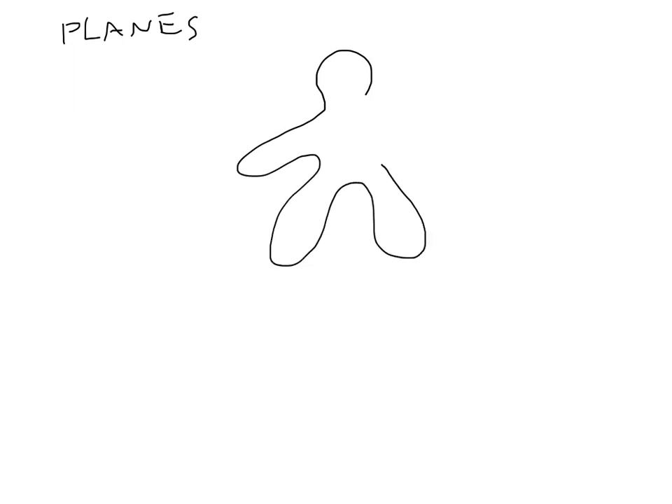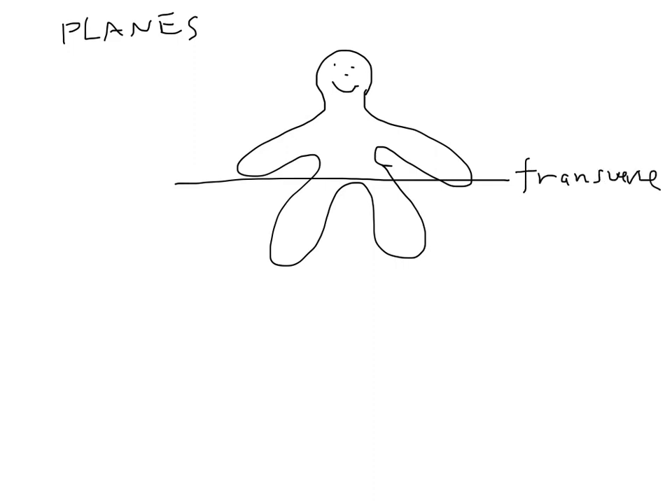Moving on. The planes or body sections, of which there are 3. A cut like so would be considered a transverse cut or section of the body, and this splits the body into superior and inferior parts.